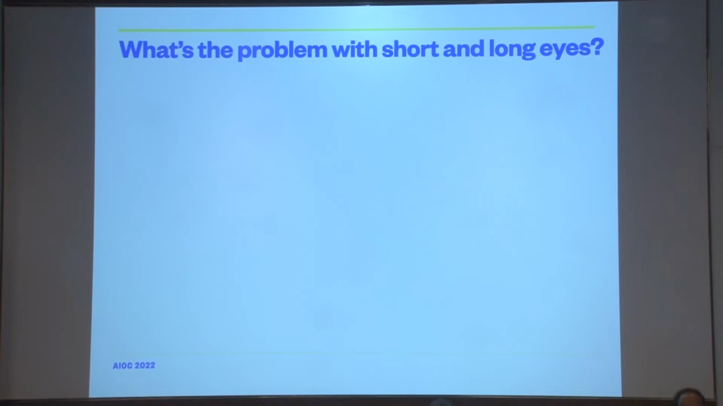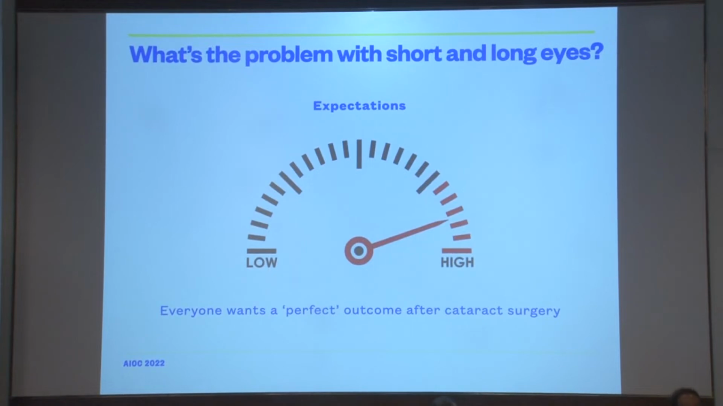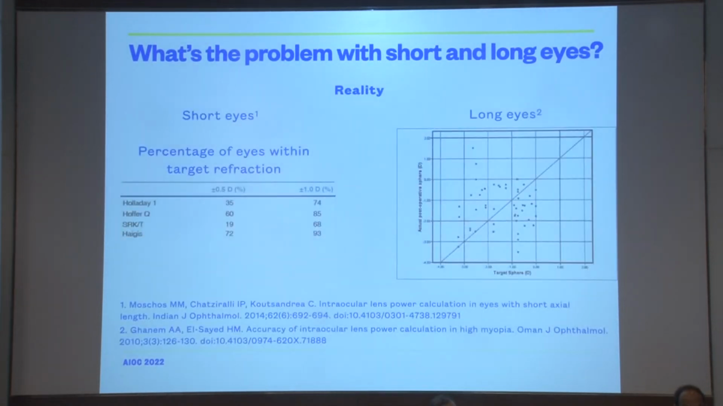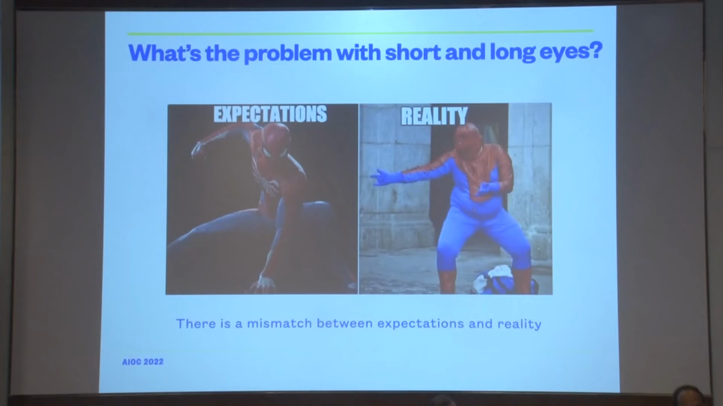So what's the problem with short and long eyes? Well, there is no problem actually. It's just about the expectations of our patients from the cataract surgery itself. Everyone wants a perfect outcome after cataract surgery, so the expectations are running very high. And in reality, although we all give good, perfect outcomes as far as refractive error is concerned in the normal category of eyes, as far as short or long eyes are concerned, we sometimes fall short. And that's where there's a mismatch between expectations and reality.